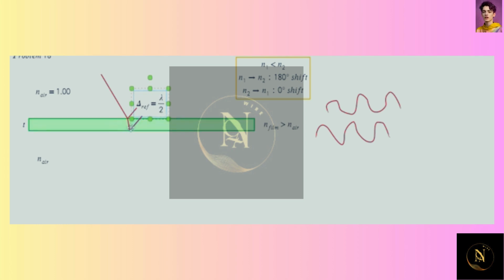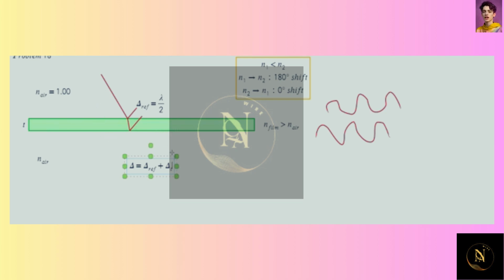But we also have another path length difference because it goes down here and then it gets reflected. So the total path length difference, let's call that delta, is going to be equal to the path length difference due to the reflection, right? The path length difference that can be represented by this lambda over 2 due to the reflection, and the path length difference in the film itself. So let's call that delta t.